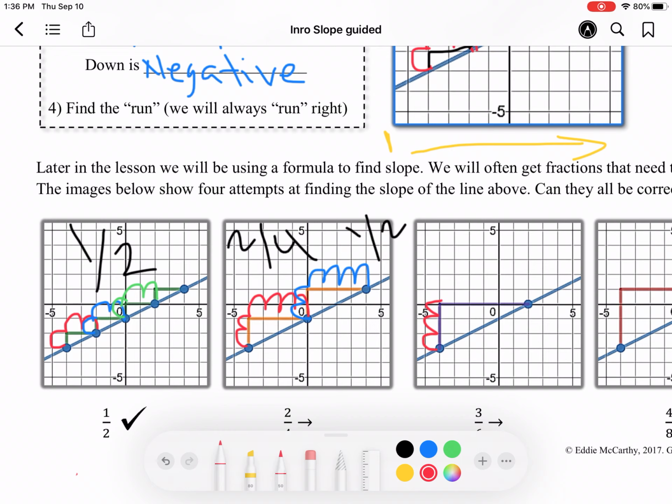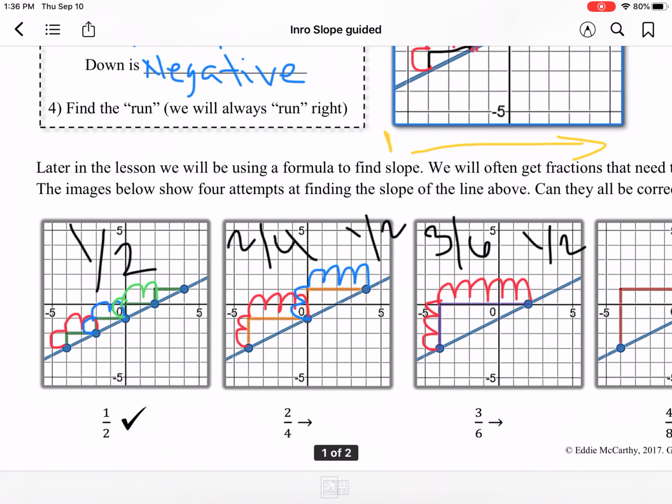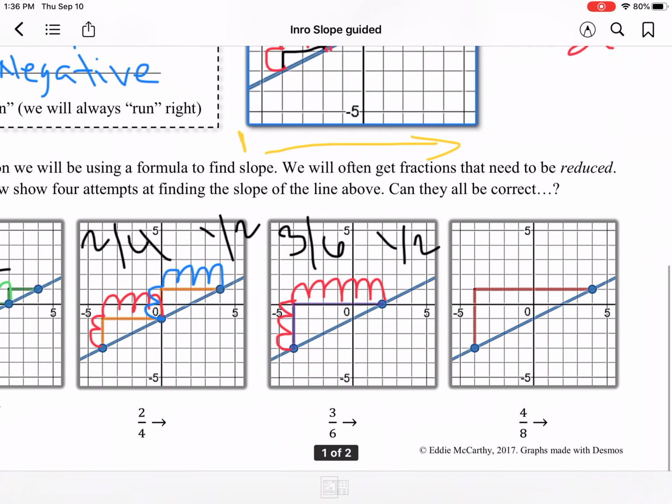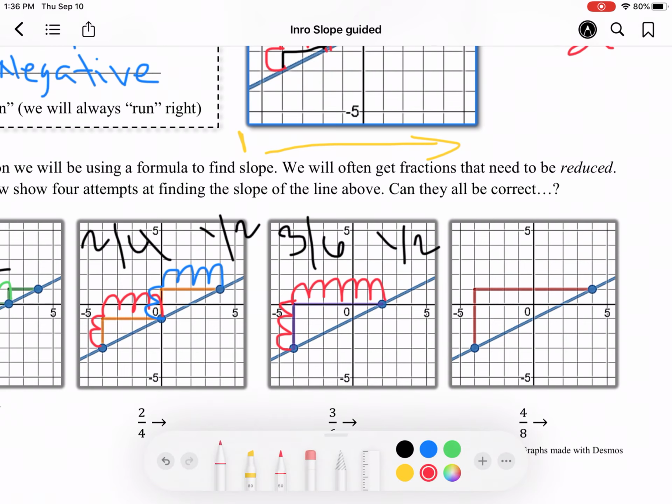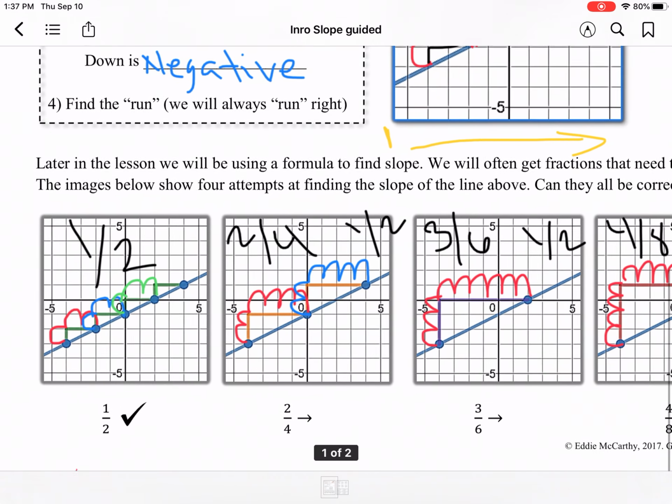1, 2, 3. 1, 2, 3, 4, 5, 6. So that is 3/6, which also is 1/2. And then our last line, 1, 2, 3, 4. 1, 2, 3, 4, 5, 6, 7, 8. 4/8, which is also the same as 1/2. So all 4 lines have the exact same slope.